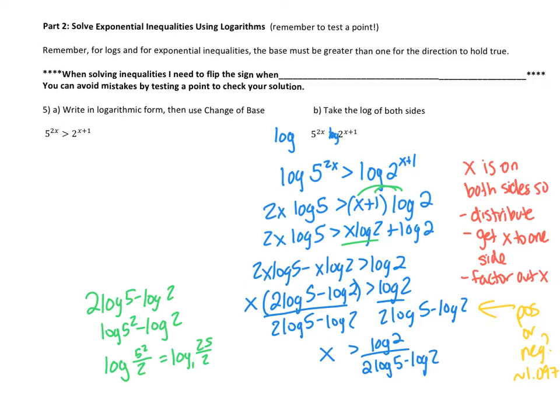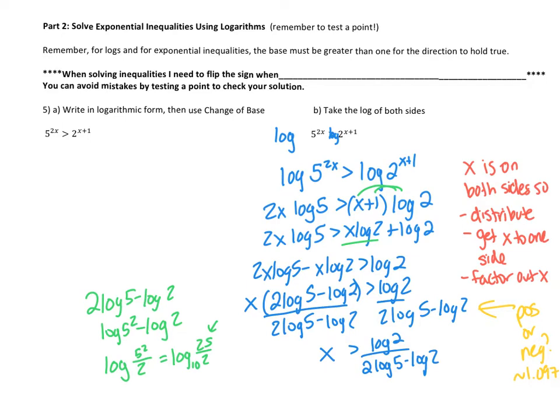Since our base is 10, and we are trying to get to 25 over 2, we know that this is going to come out as something positive, because 10 to the first would give us 10, 10 to the second would give us 100, and this is between those, so we end up with a positive. Remember your positive and negative rules when you're figuring out if you should flip the inequality symbol.